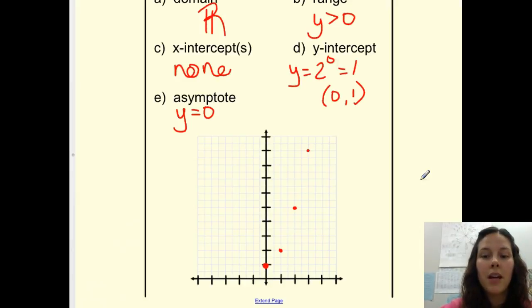Now we're going to take a look at plotting some of those negative exponents. We got 2 to the negative 1 was 1/2. 2 to the negative 2 we looked at and we got 1/4. 2 to the negative 3 is 1 over 2 cubed, which is 1/8. So as you can see, we're getting closer and closer to that asymptote of y equals 0.